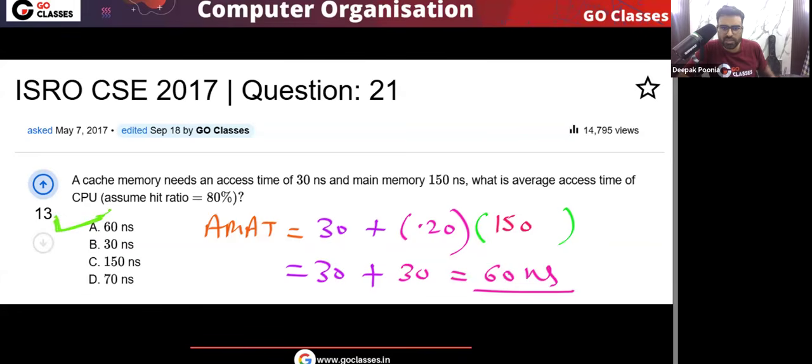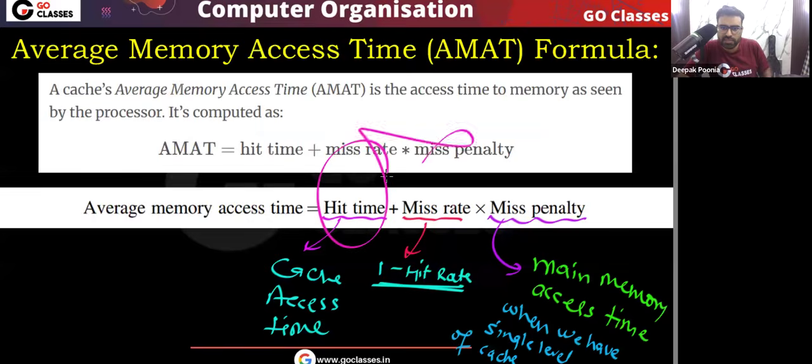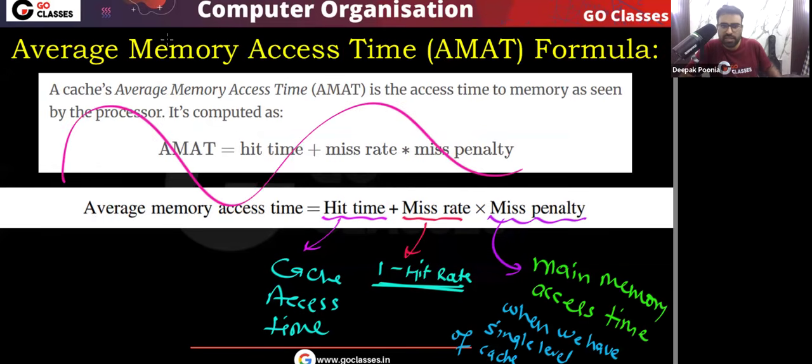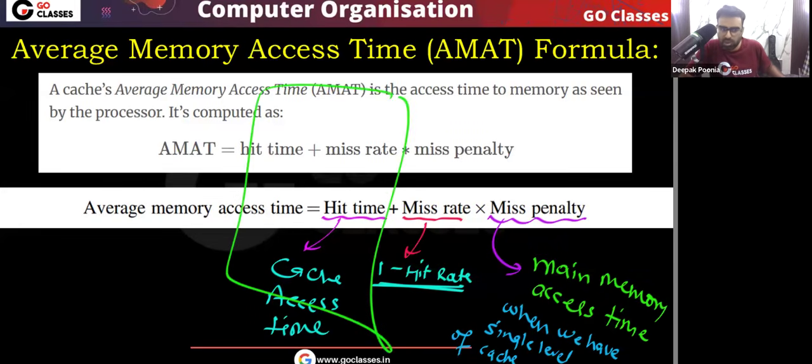Remember, this formula is actually very intuitive: hit time plus miss rate into miss penalty. Why? Because for every access, there are two situations. Either the data will be available in the cache memory or it will not be. In every situation, whether there is a cache hit or a cache miss, we need to access the cache memory because we have a cache hierarchy. When the CPU generates the main memory address, first we go to the cache memory and search whether there is a hit or a miss.